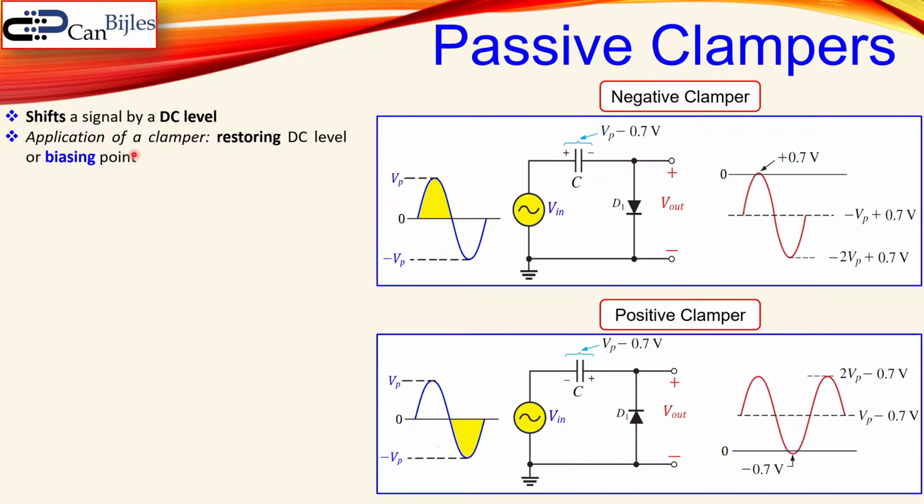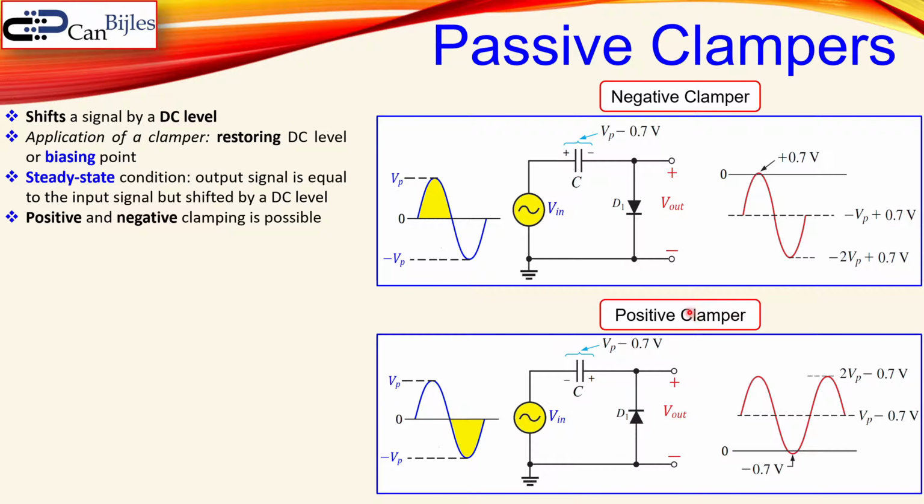The application of a clamper is restoring the DC level or the bias point in your circuit, so it can be that this is needed in order to get the correct biasing. For steady state condition, the output signal is equal to the input signal but shifted by a DC level as discussed before. You can have, as we see here, the positive and negative clamping. And this is now the expression for the input voltage as given here.